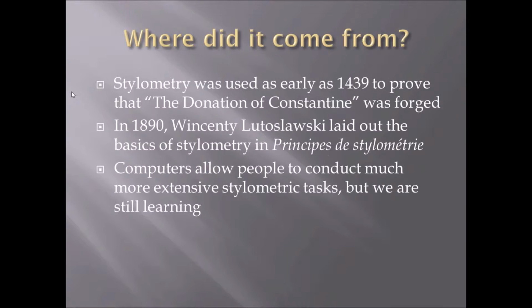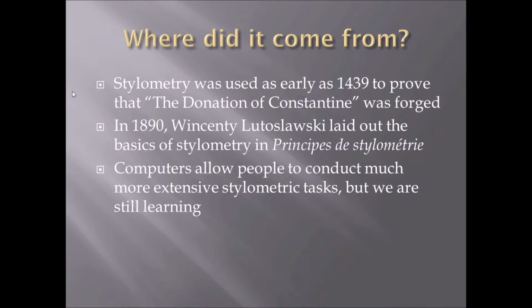by the same person. The earliest documented usage of stylometry was in 1439, when it was used to prove the donation of Constantine was forged. The donation of Constantine was supposed to be an ancient Latin document, but the linguistic style used was closer to the Latin of the 1400s rather than ancient Latin. In 1890, Lutoslawski laid out the basics of stylometry in an attempt to normalize the field and make it a more useful tool for linguistic analysis. Nowadays, it's been used in such things as checking whether Shakespeare was a single author or not.